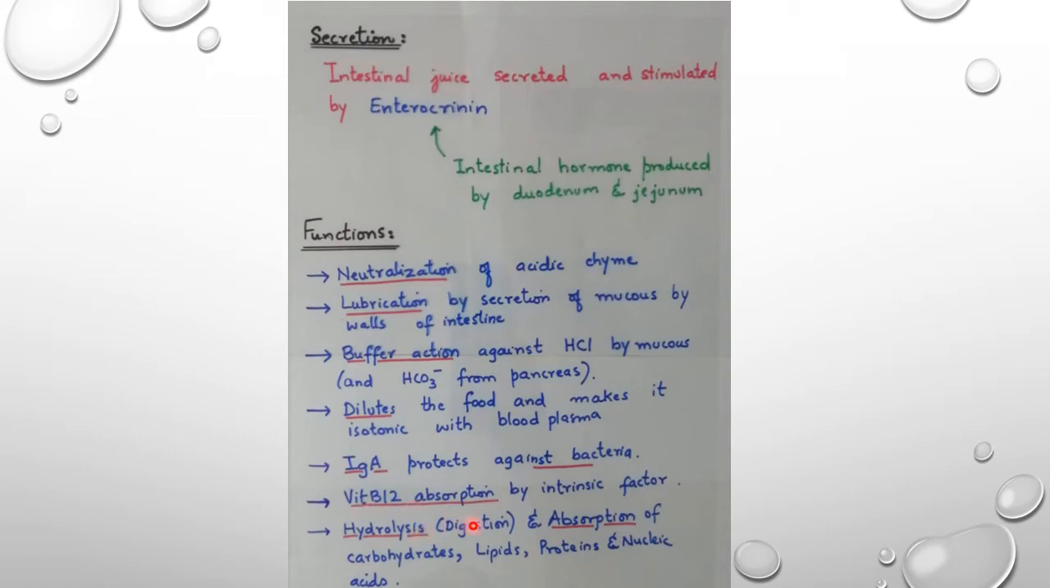Then hydrolysis, or digestion, and absorption of important biomolecules like carbohydrates, lipids, proteins, and nucleic acids also take place with the help of enzymes found in intestinal juice.